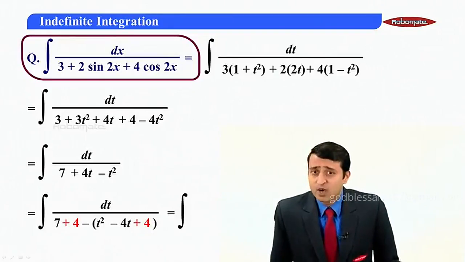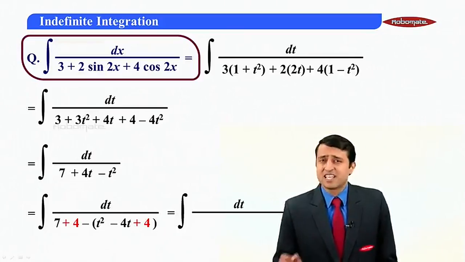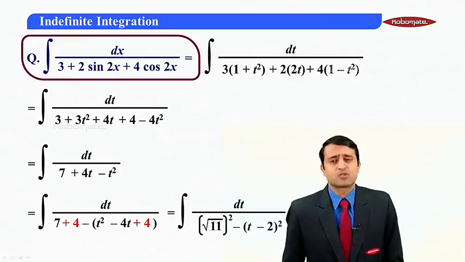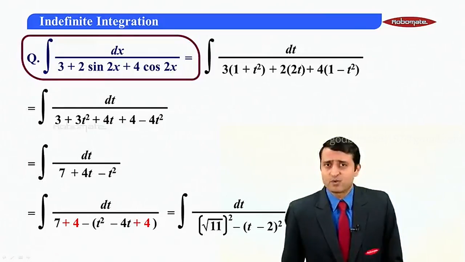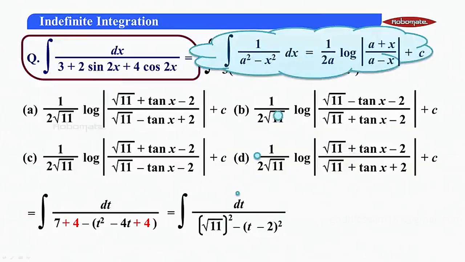Now when I do this, what I get here is 1 upon under root of, can I say, 11 can be written as root 11 the whole square minus of t minus 2 the whole square. Is that okay, my dear students? Now these are the options in front of us. Let us see what is to be done.